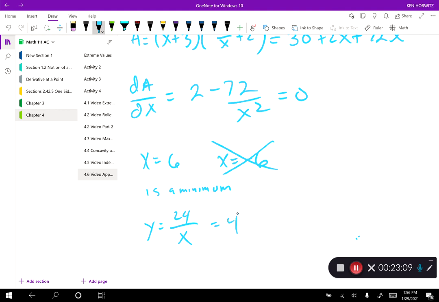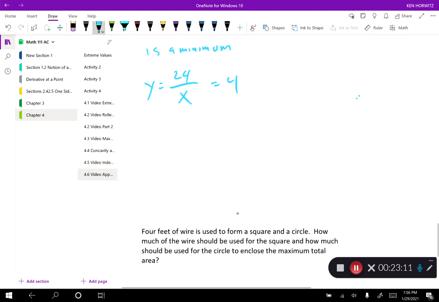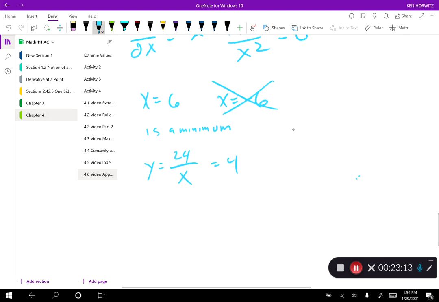So my dimensions would be, if I had x plus 3, it's 6 plus 3, so that would equal 9. And y plus 2, those are dimensions of the paper, so 4 plus 2 is 6. So I got 9 by 6 as my dimensions.